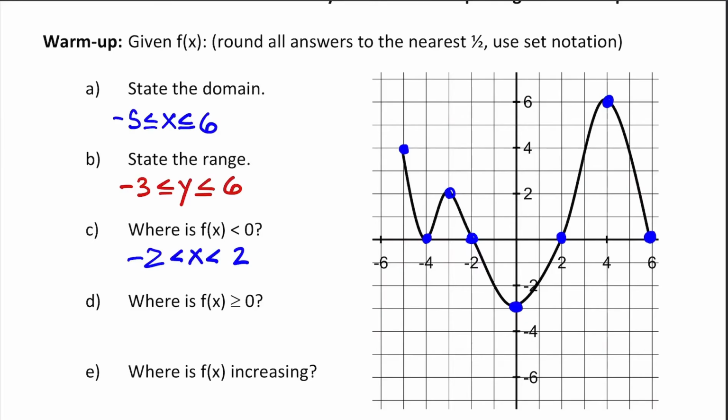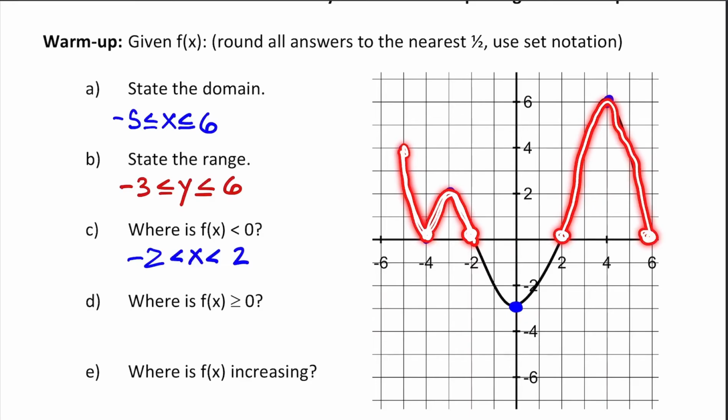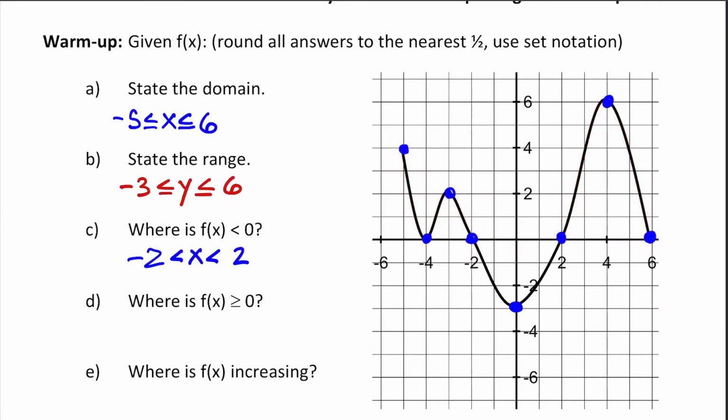So the next one, where is it greater than or equal to 0? That is above or on the x-axis. Okay, so I'm including this piece here and all the way actually to there. So this whole thing is actually one interval. And then from here to here. Both of those pieces are above or on the x-axis. So I've got -5 is less than or equal to x is less than or equal to -2, or 2 is less than or equal to x is less than or equal to 6. That represents those two intervals.